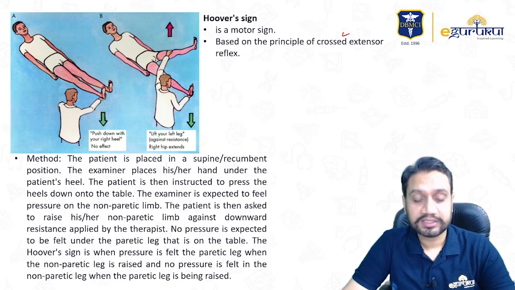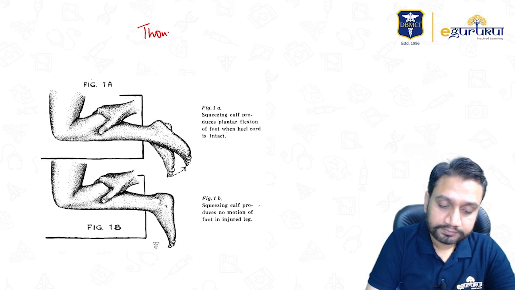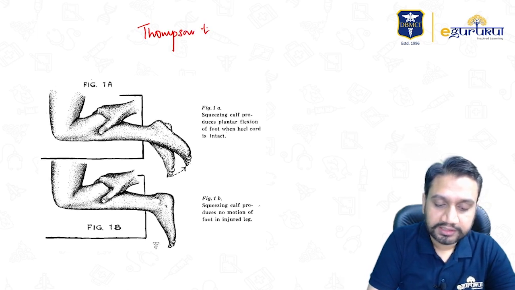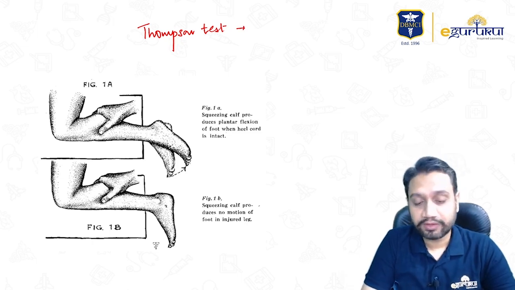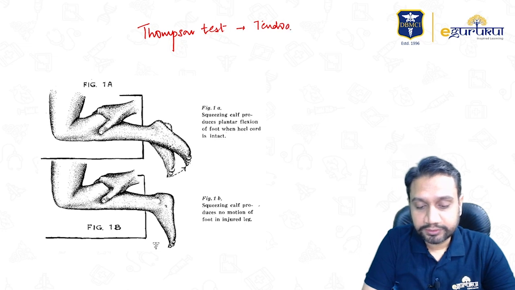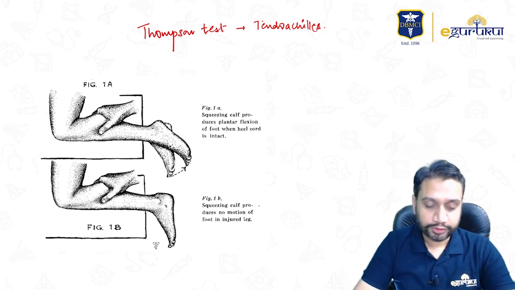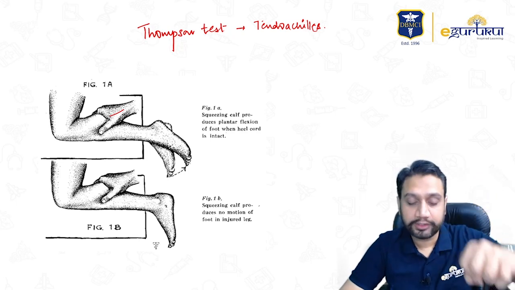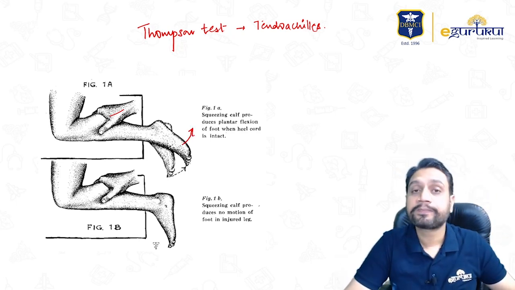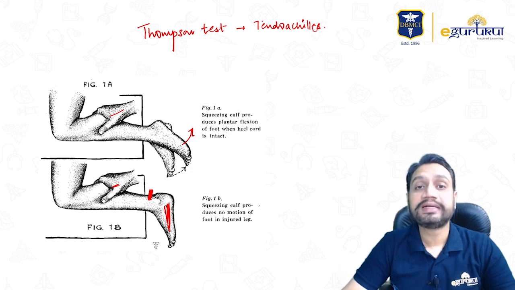Another test I want you to remember is the Thompson test. What is the Thompson test? It is done to see the patency of the tendo Achilles. How is it done? The patient will be lying prone. You squeeze the calf like this. Normally, when you squeeze the calf, it will contract your tendo Achilles and the foot automatically goes back like this. But when there is a tear of the tendo Achilles, when you squeeze the calf, the foot remains stagnant. It doesn't move. That's what you call the Thompson test.